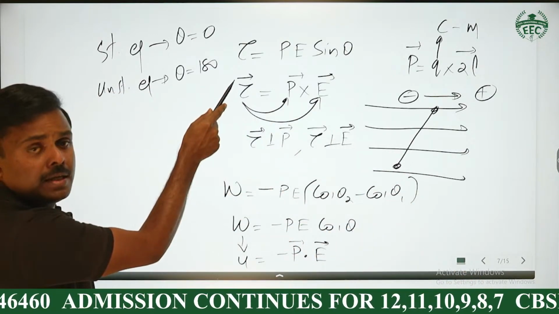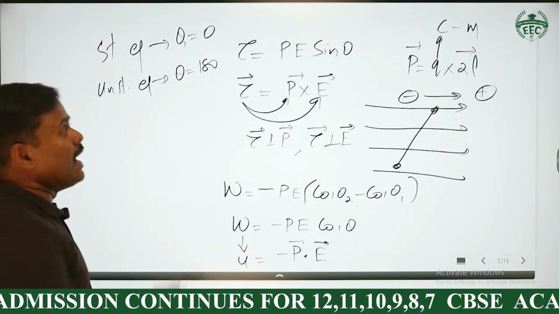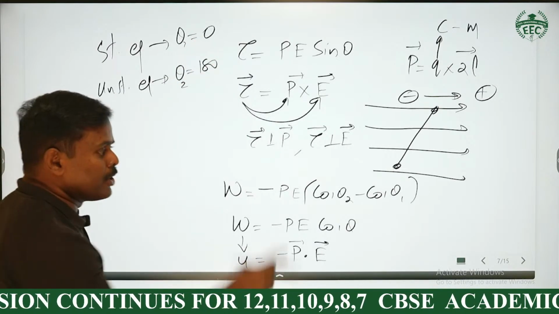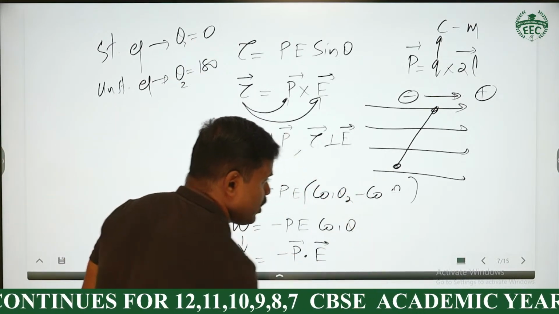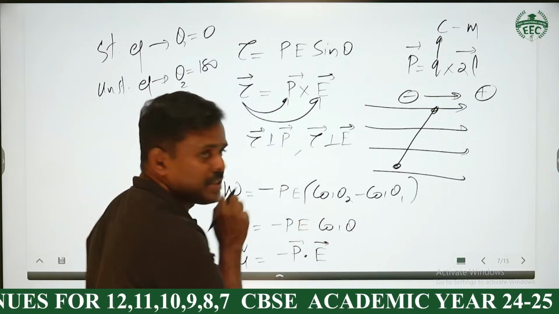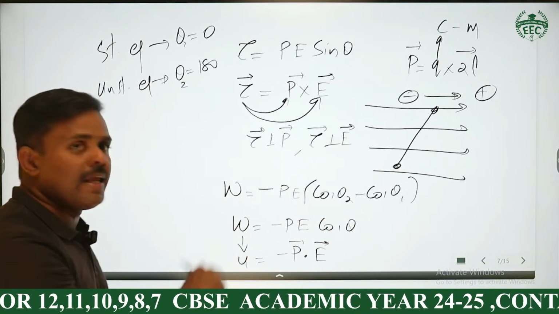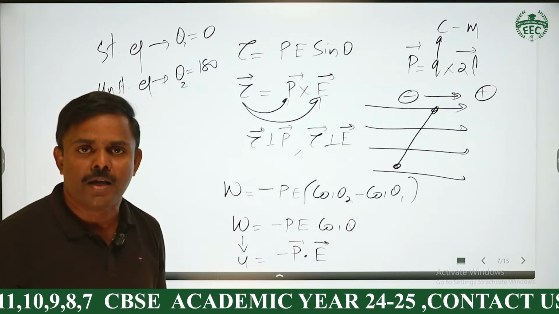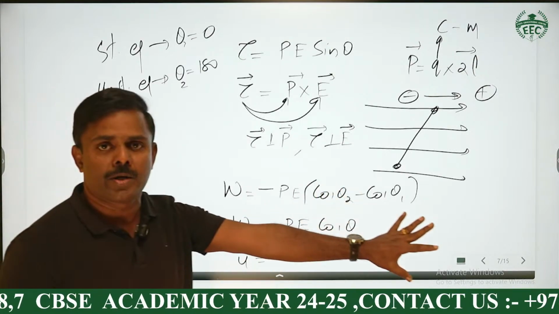Stable to unstable: for stable, theta 1 is 0; for unstable, theta 2 is 180. Put them over here. Theta 1 is 0 and theta 2 is 180. You will get 2PE. That will be the work done to rotate the dipole.